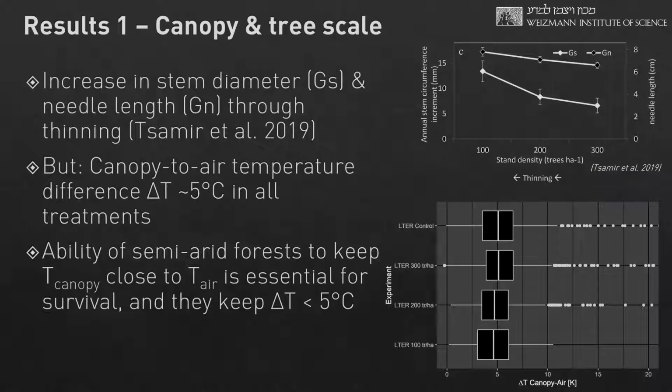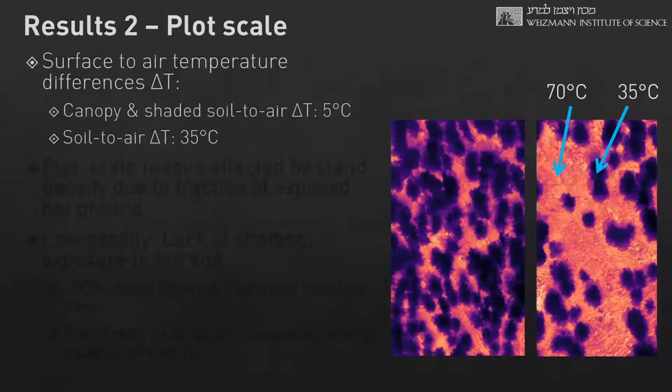And this highlights the ability of semi-arid forests to keep the canopy temperature close to the air temperature, which is essential for survival in this harsh environment. On a plot scale, as I already mentioned, the canopy temperature remained within about 5 degrees of air temperature, and that's the same for shaded soils. Now, for exposed soils, we saw temperatures reaching up to 70 degrees Celsius.